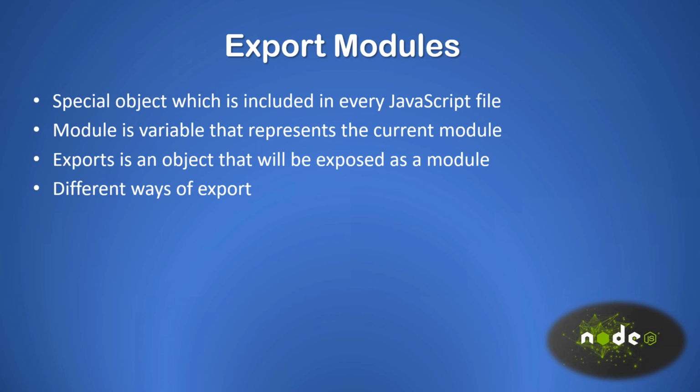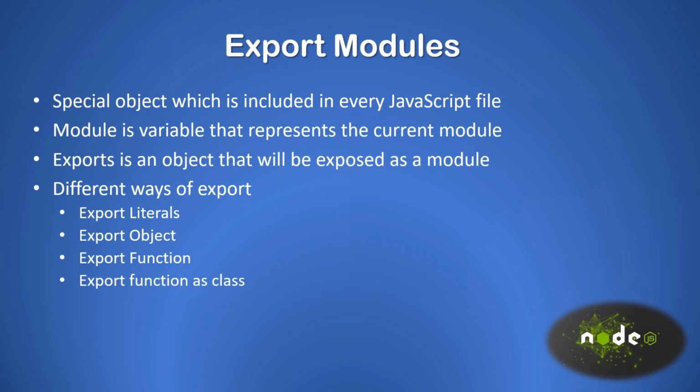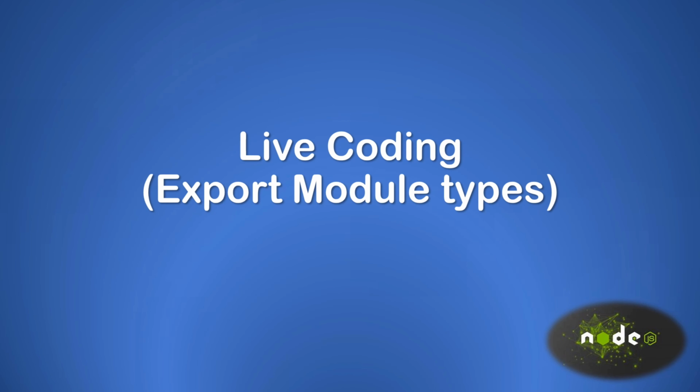As we know, we have different ways to export modules. It could be exporting literals, we can export objects, then we have export functions, and also export functions as a class. So these are the different ways of exporting modules. Now let me walk you guys through the different types of export functionality in a live coding session.